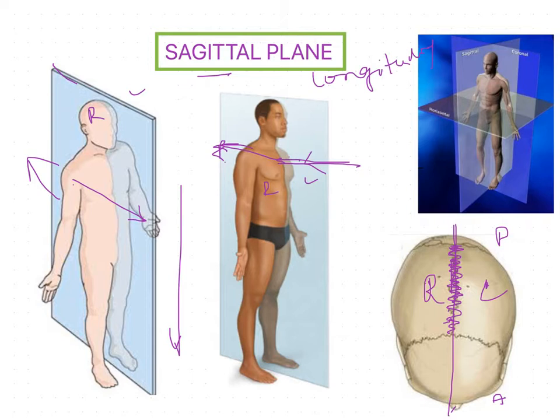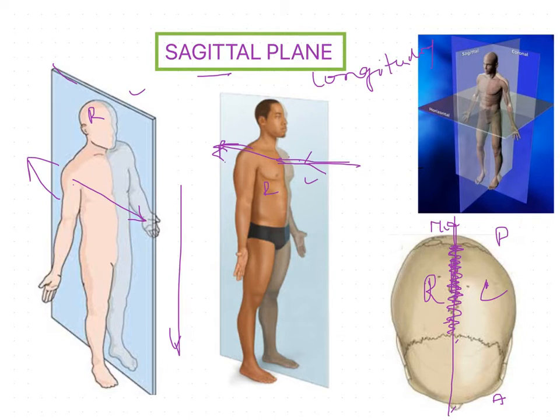Okay. So another name for this plane is the parasagittal plane. The sagittal plane which is exactly located at the center is called the mid-sagittal plane. So this one is the mid-sagittal plane, and another term is the parasagittal plane.